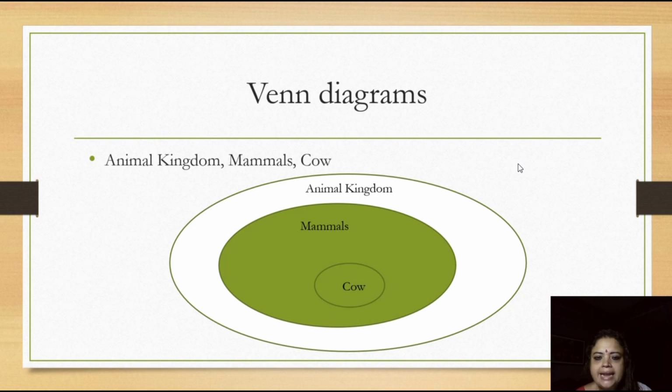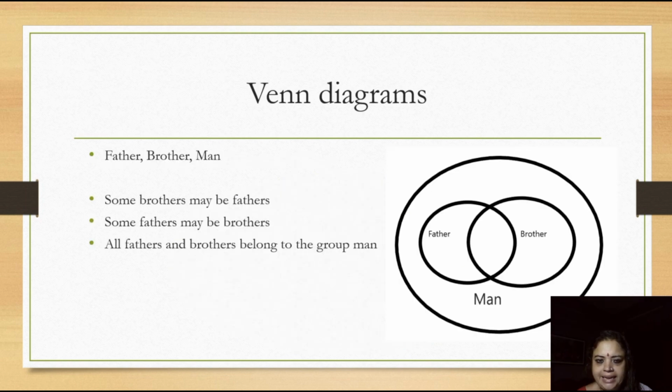Now let us see animal kingdom, mammals as well as cows. So cow belongs to the group of mammals. Mammals belong to the group of animal kingdom. So there is a larger group called the animal kingdom. Inside that you have mammals and even inside that you have cows. So cow belongs to the category of animal kingdom as well as that of mammals. I hope it is clear.